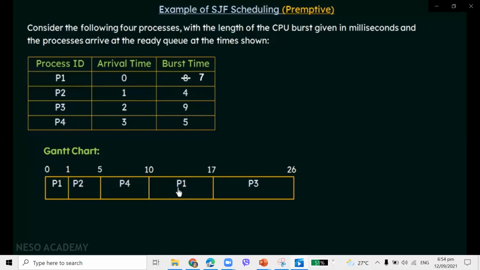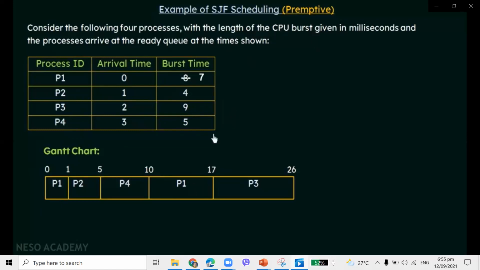So P1 gets the CPU and the time it needed was 7 milliseconds. So from 10 to 17, 10 plus 7 is 17. So up to the 17th millisecond, P1 executed. And then the last one that we have is P3, which is of 9 milliseconds. So at the 17th unit of time, P3 got the CPU and it executed for 9 milliseconds, hence completing its execution at the 26th millisecond. So this is how the Gantt chart for this set of processes looks.